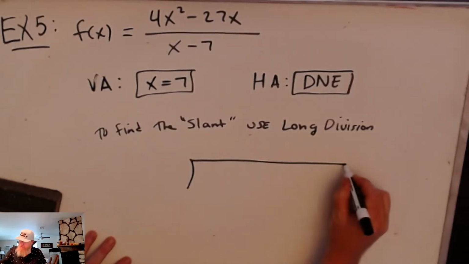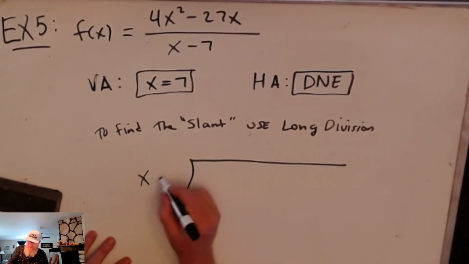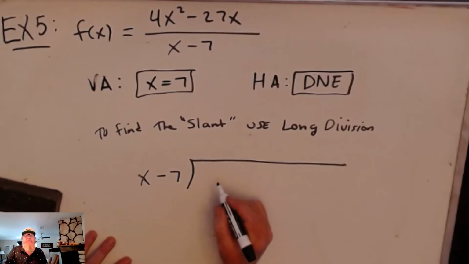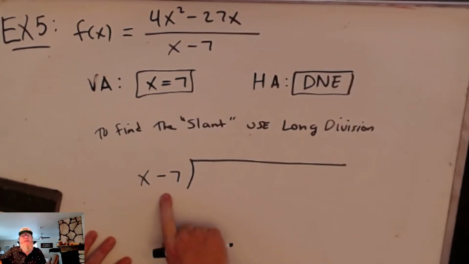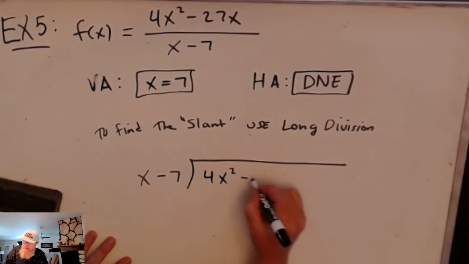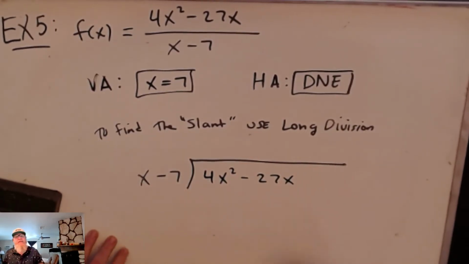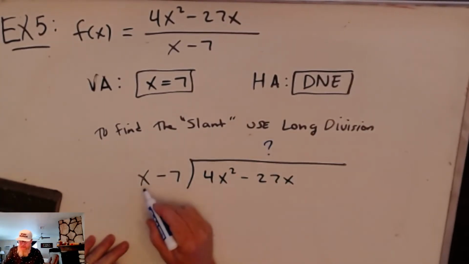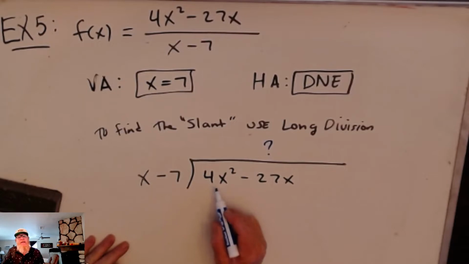Remember long division? We learned it in the section on division. The denominator is your divisor. The numerator is the dividend. And then you guess, right? So what times x is 4x squared?